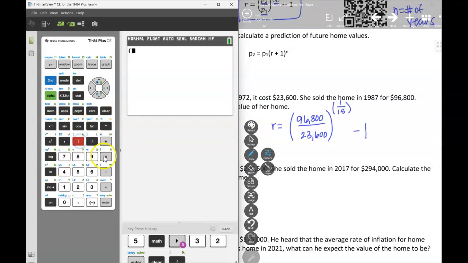Parenthesis, 96,800 divided by 23,600. Close it. Carry it up. Hopefully you're doing it with me, so that way you're confident when it's your turn. Parenthesis, 1 divided by 15. Close it. Arrow right. And then minus 1.